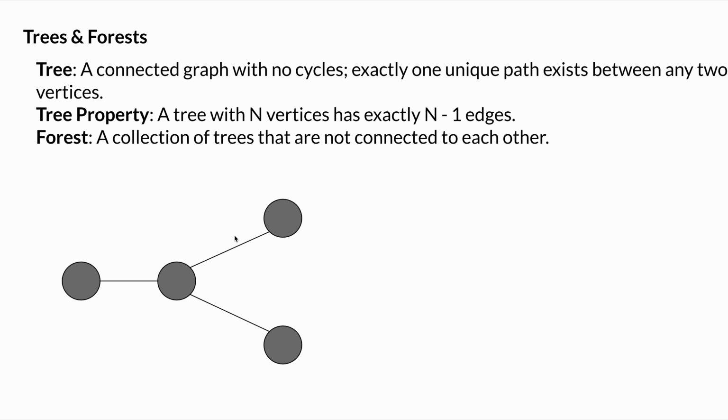Next is trees and forests. A tree is a connected graph with no cycles, so one path exists between any two vertices. A tree with n vertices will have n-1 edges, so this is typically what a tree is going to look like, and a forest is a collection of trees, but these trees may not be connected to each other.